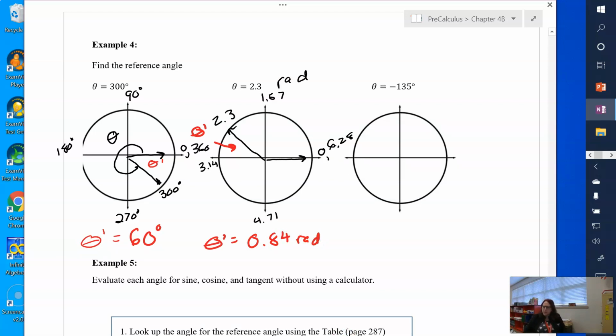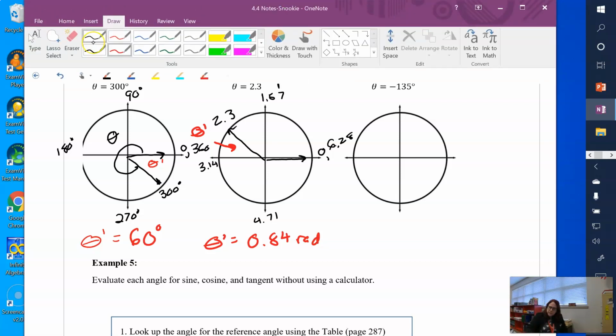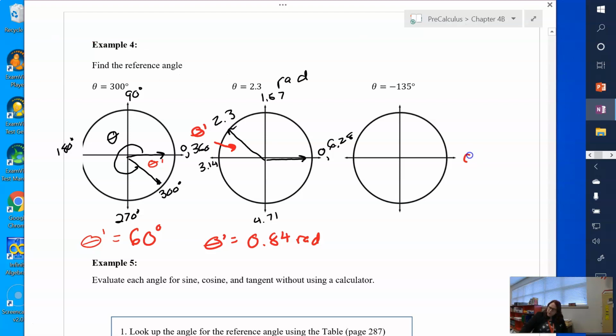Last one is negative 135 degrees. So 0, minus 90, minus 180, minus 270. Negative 135 puts my original angle right about there. Reference angle is right here. That's theta prime. And theta prime is going to equal, I just need to figure out the difference between negative 135 and negative 180. So negative 135 minus a negative 180. I'm just doing this on my calculator. I got 45.